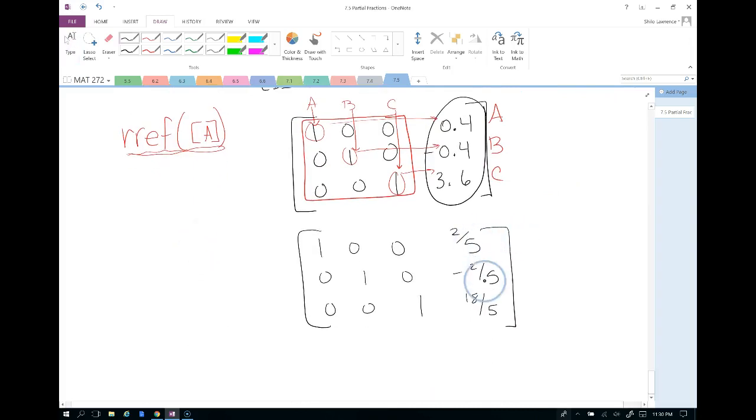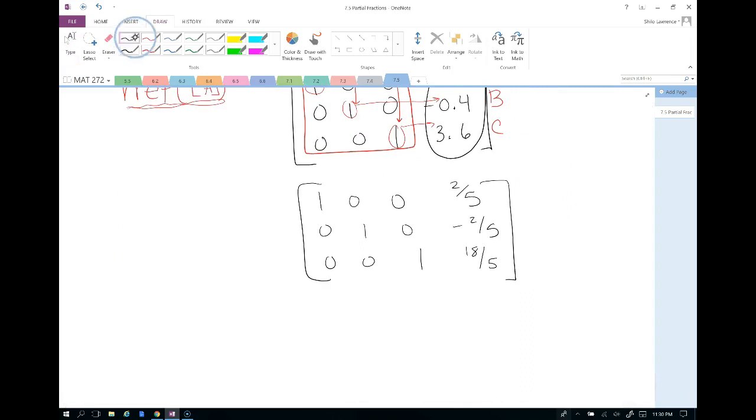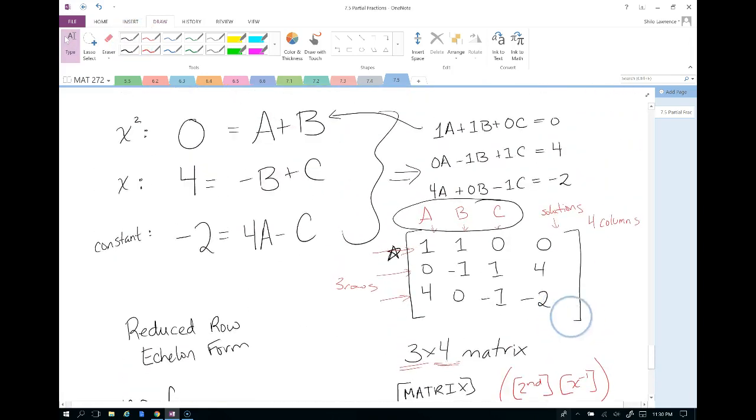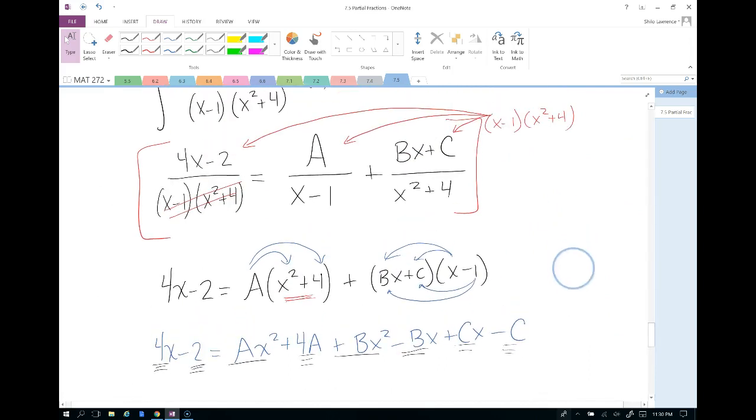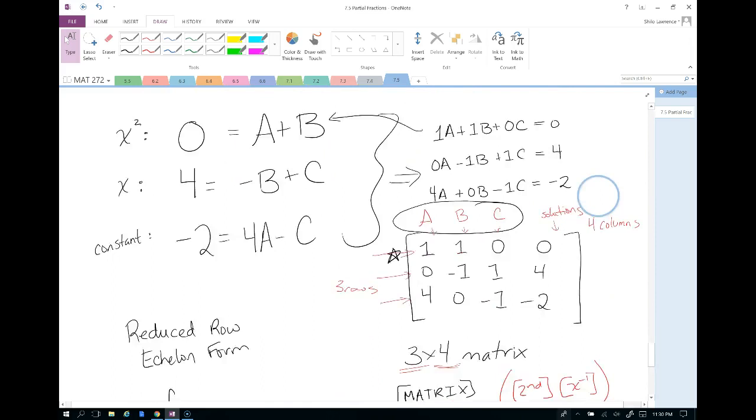So now I've got my A, B, and C values. So we know the basic setup for our partial fraction decomposition, let me remind myself of my denominators. We had A over x minus 1, and then Bx plus C over x squared plus 4.